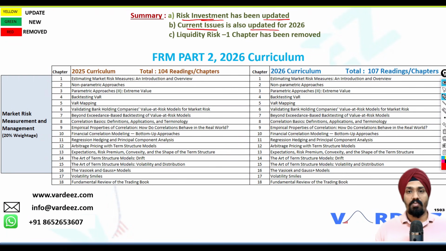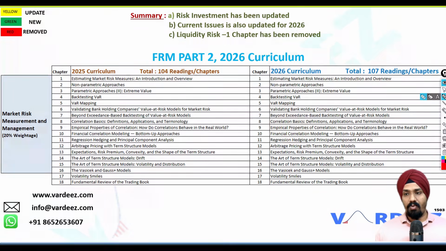Current issues is also updated for 2026, and as we know, current issues ideally gets updated almost every year. And in liquidity risk, one chapter has been removed, and I was expecting this because for liquidity risk and investment, for the last 5 years, almost from 2020 onwards, there have been no updates to either the risk and investment or the liquidity risk. So I was expecting this for 2026, and exactly this thing happened here.